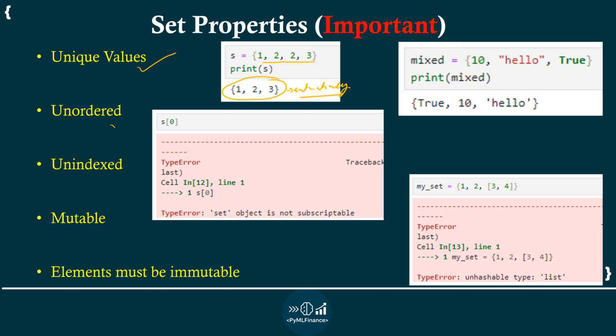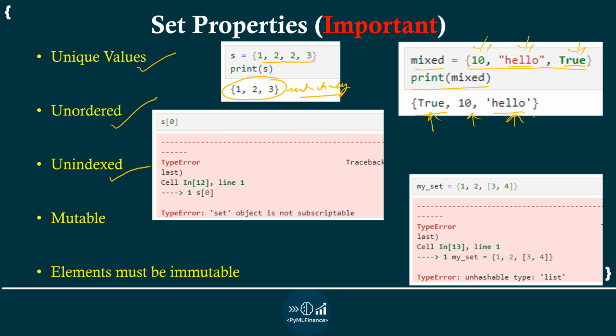The next is sets are unordered. You cannot rely on the order of the elements in a set. So you can see here we have created a set with these mixed items and inserted in this order. Now if you print this particular set, the order has changed. True was at last, now here it is at the beginning. Hello was in the middle, now here it is at the end. So you cannot rely on the order of the elements in a set.